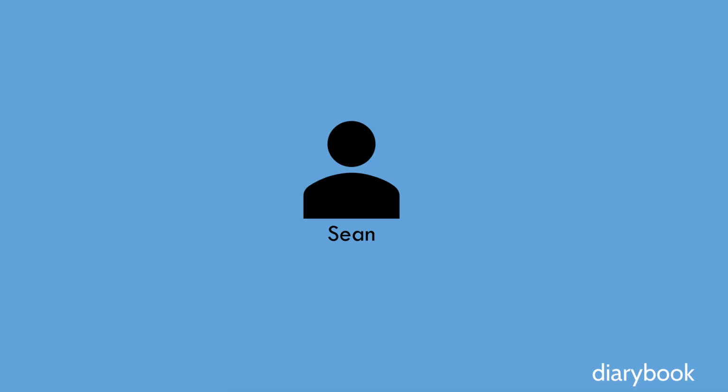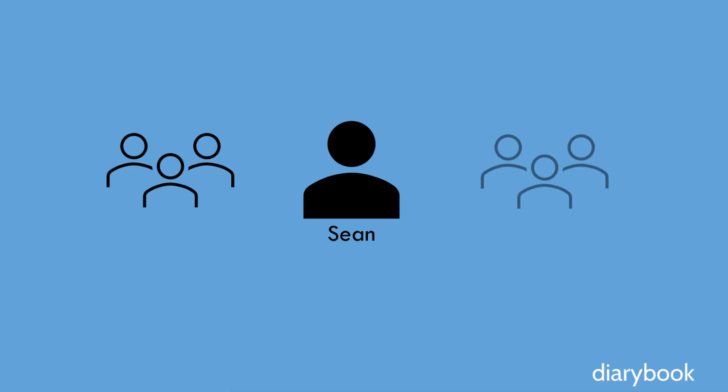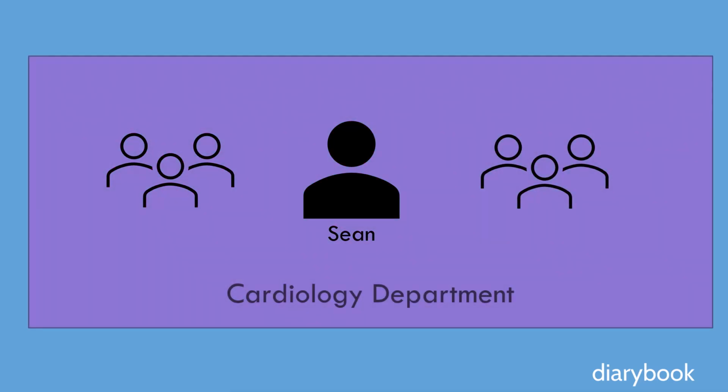Diarybook isn't limited to just one user. You can configure it so that multiple users, like Sean and his team, can view and manage each other's appointments. For example, if Sean and his colleagues are part of the cardiology department, you can set permissions to allow them to see or even modify one another's schedules.